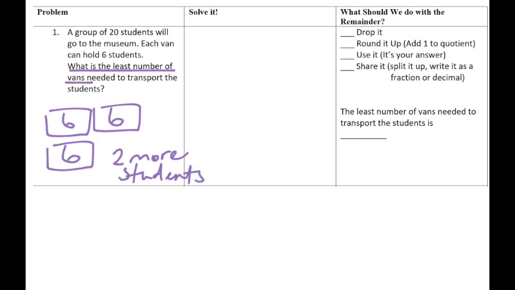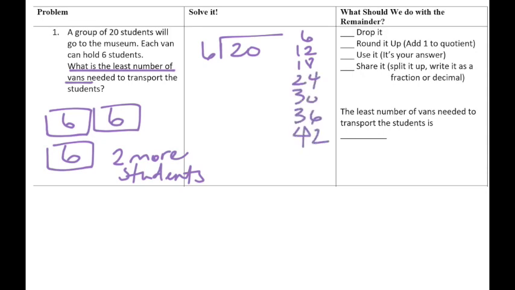So I'm going to now solve it. This is a problem where I'm breaking 20 students into groups of 6, so that would be 20 divided by 6. Put 6 on the outside, 20 on the inside. So I get ready to start solving 20 divided by 6. I'd have my multiples: 6, 12, 18, 24, 30, 36, 42, 48, 54, and 60.